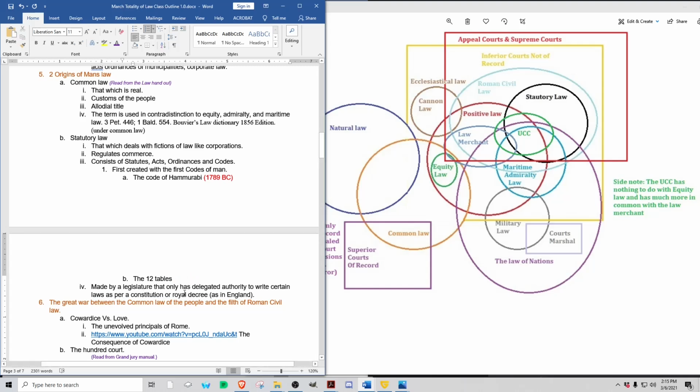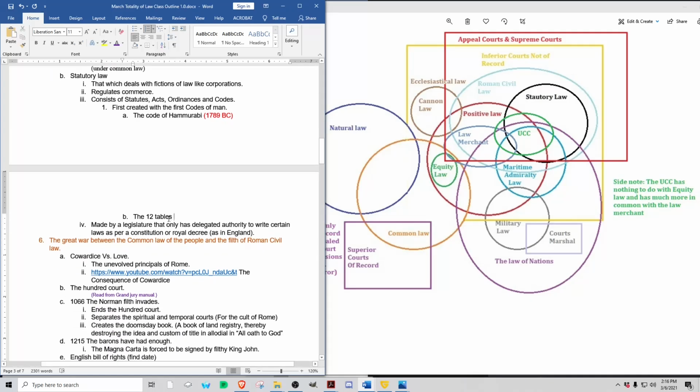So statutory law is made by a legislature that only has delegated authority to write certain laws as per a constitution or royal decree in England. So if a legislature doesn't have a decree or a constitution to stay within the bounds of, meaning if they write something outside the bounds of the constitution, it's not law. And that's clearly stated in all kinds of court cases, including probably most famously Marbury versus Madison. But you'll find cases like Marbury versus Madison for each state as well.